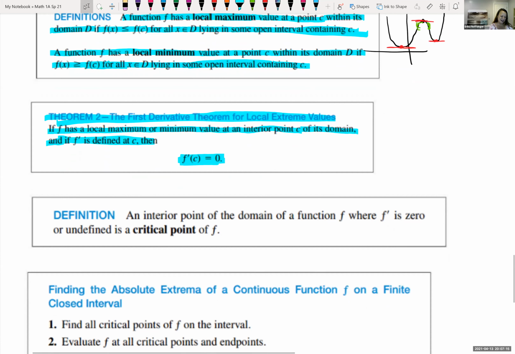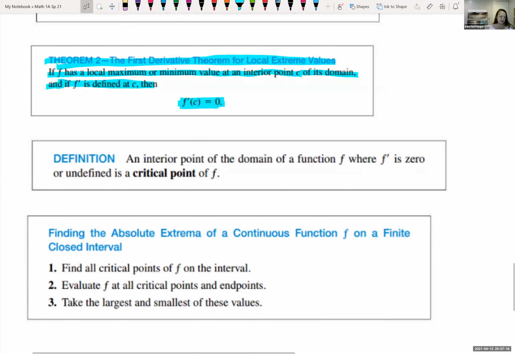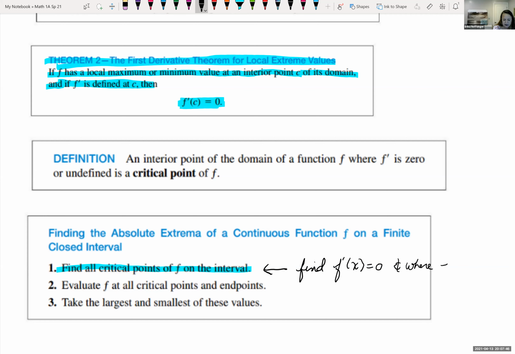We're almost there. Last thing, finding your absolute extrema of a continuous function f on a finite closed interval. First thing that you had to do was find your critical points on that interval. That meant we had to find where f prime of x equals 0. We're going to see later, we also need to look at where f prime of x is undefined.